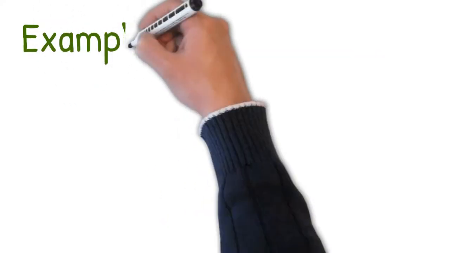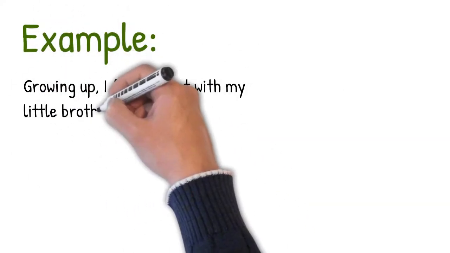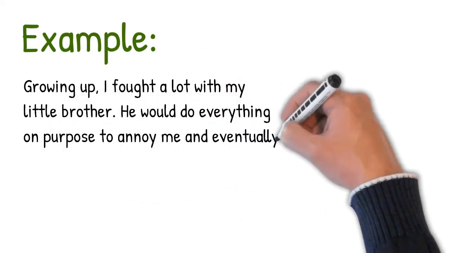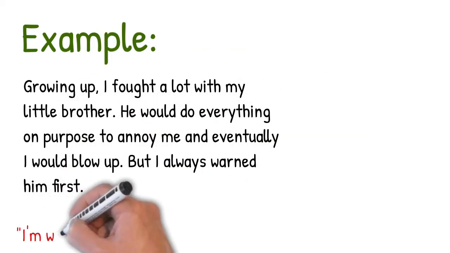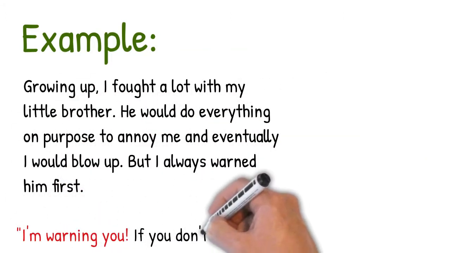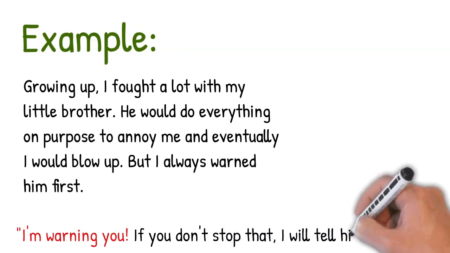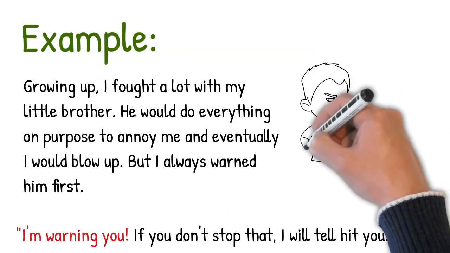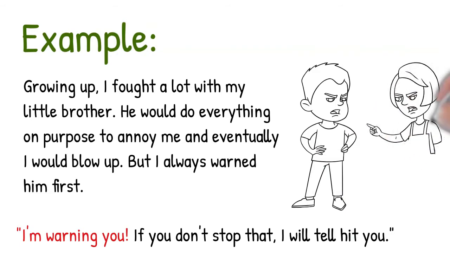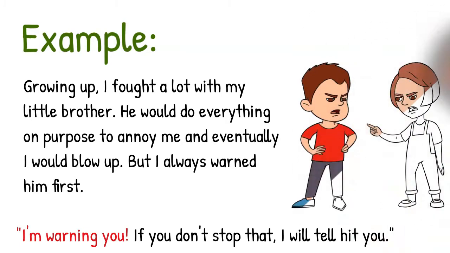Here's another social example. Growing up, I fought a lot with my little brother. He would do everything on purpose to annoy me, and eventually I would blow up. But I always warned him first. This is a true story. "I'm warning you, if you don't stop that, I will hit you." So it's a warning, and it's a little more powerful in your tone because you're going to hit them. You're so mad at your brother.